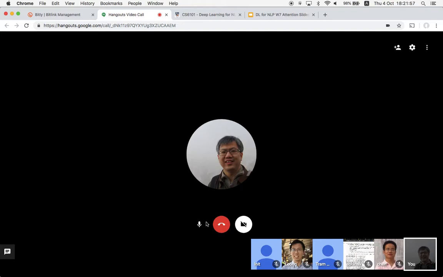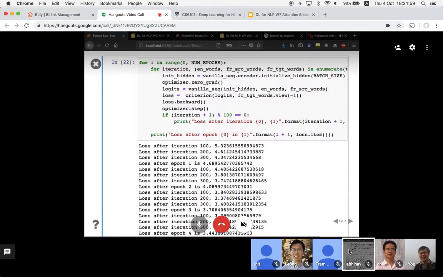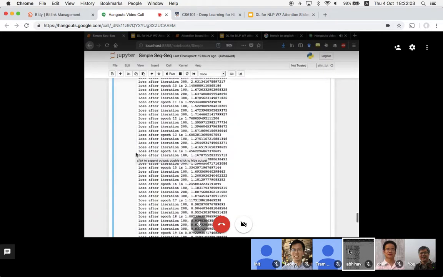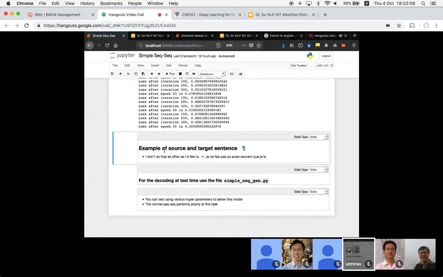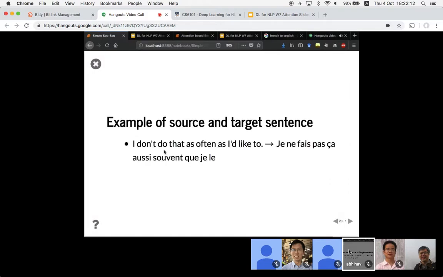So you basically train the network over a certain number of epochs. I have trained it for like 25 epochs, and then you can see that the loss reduces. And then this is an example of the source and the target sentence. It said, "I don't do that as often as I would like to," then it gets translated to generative and goes on. But this is not perfect.